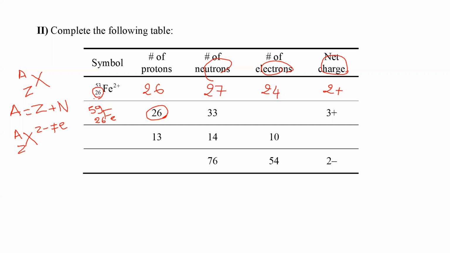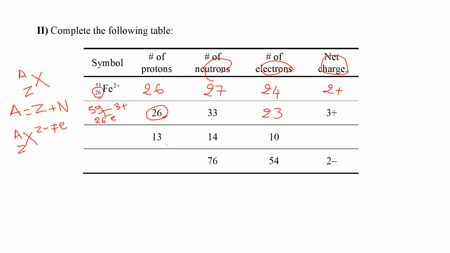We have iron 59 and iron 53. And here we know that the net charge is 3 plus. So we know that it's iron 3 plus. That means that we have 3 fewer electrons than the number of protons here. So if you compute Z minus the number of electrons, it will be equal to 3. So the number of electrons will be equal to Z 26 minus 3, 23.